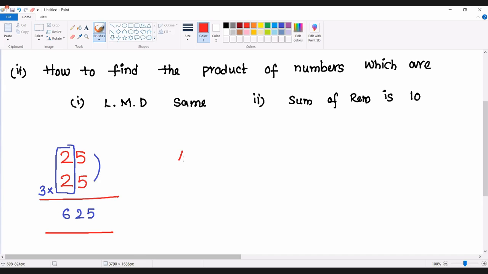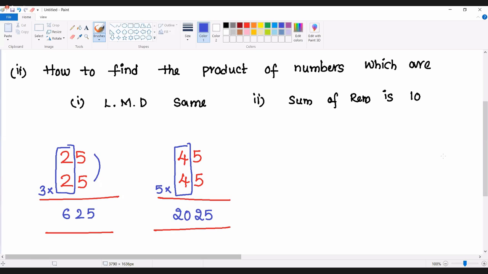For example, let's assume I have the number 45 and I'm multiplying it with 45. What is 45 into 45? First observe whether these numbers follow the rule. The rule is that the leftmost digit must be the same and the sum of the remaining numbers is equal to 10. These numbers follow the rule. The leftmost digit is 4; multiply with the next number. 4 into 5 gives 20. 5 into 5 is 25. Mark your answer as 2025.